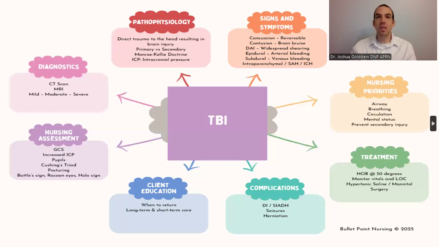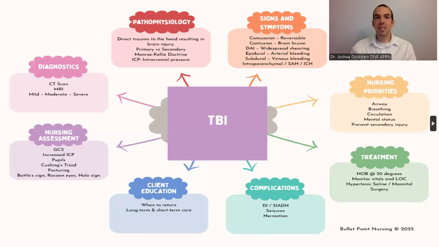The treatment for these patients, first of all, a nursing intervention is going to be to keep the head of the bed at 30 degrees. Some textbooks say 45 degrees, so either one of those would be correct. But we want to keep the head of the bed at 30 to 45 degrees. We want to do a really good job of monitoring their vitals and level of consciousness, like I just mentioned. The patient may be treated if they have cerebral edema.